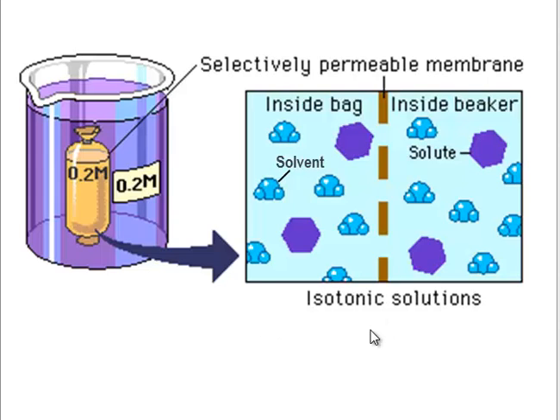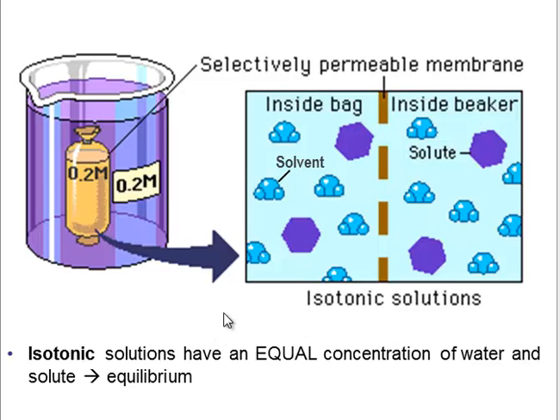There's one other situation that can occur, and that's when your solutions are at equilibrium, and we call those isotonic solutions. In this case, we've got 0.2 molar solution in the bag and a 0.2 molar solution in the beaker. If we look at it at the microscopic level, we've got 2 solute molecules and 2 solute molecules in the same volume. So these are known as isotonic solutions.